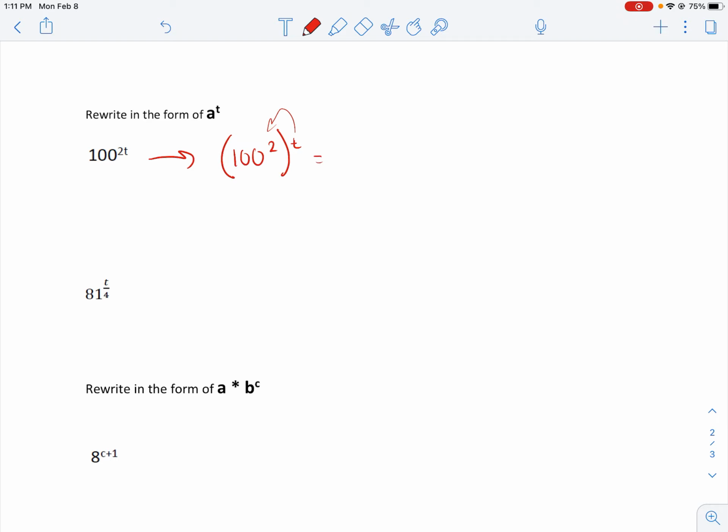However, we want it written like this. So 100 squared is just going to be 10,000 raised to the t.